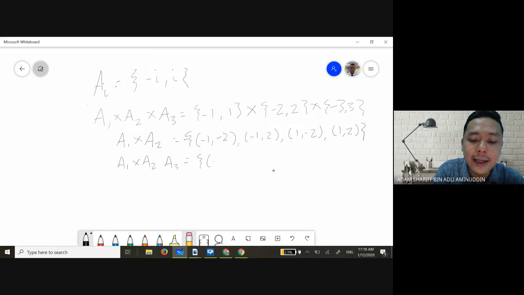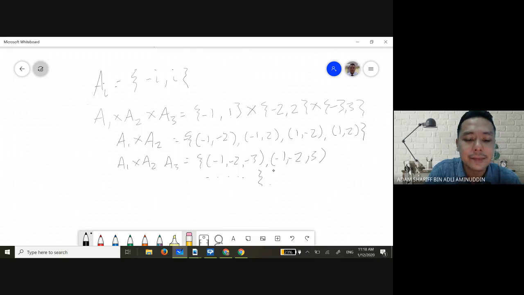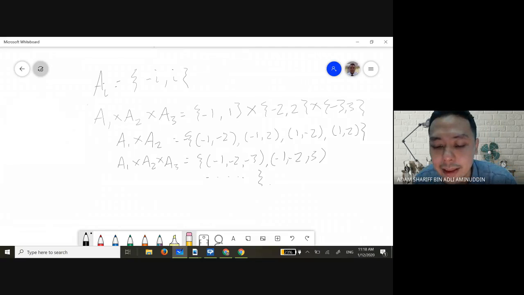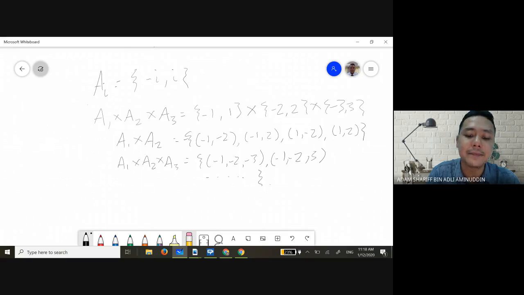Dia jadi triplet negative 1, negative 2, negative 3. Negative 1, negative 2, 3. Sambung. Dia ada berapa? Patutnya ada 2 kali 2 kali 2. Dia patut ada 8. Dia ada 8.